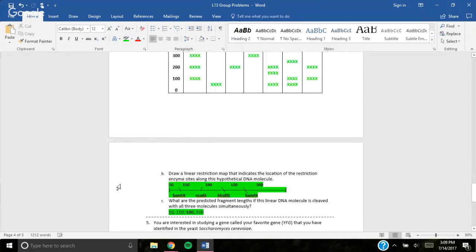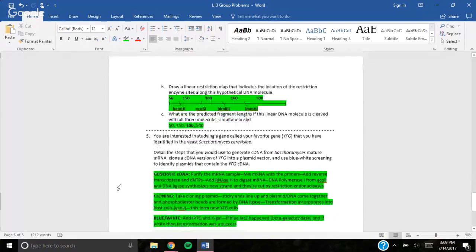All right. So draw a linear restriction map that indicates the location of the restriction enzyme sites along this hypothetical DNA molecule. So we have it at 50, 150, 100, 100, and 500. So you have BamHI, EcoRI, HindIII, and BamHI respectively.